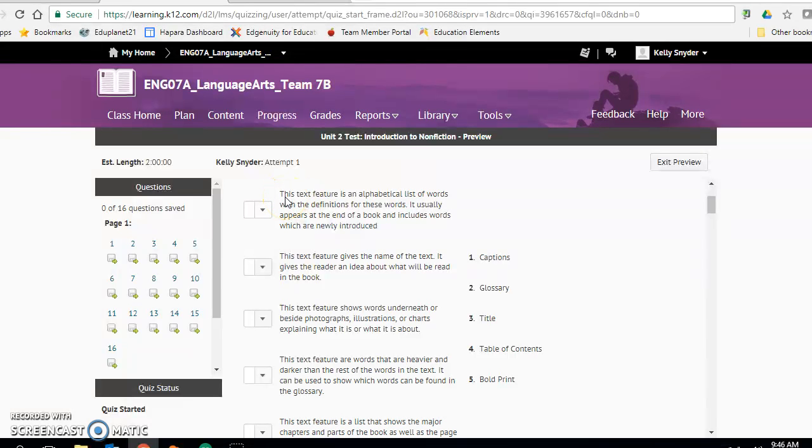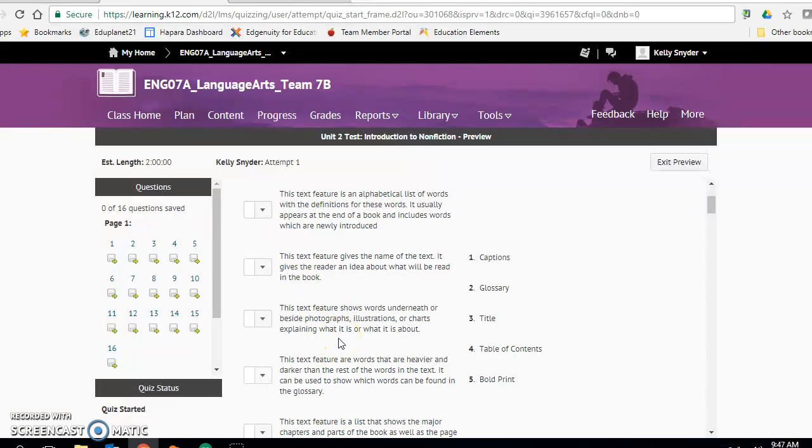So the first one says this text feature is an alphabetical list of words with the definitions for these words. It usually appears at the end of a book and includes words which are newly introduced. So then you would choose whichever you think the text feature is, number 1, 2, 3, 4, or 5. The second one says this text feature gives the name of the text. It gives the reader an idea of what will be read in the book.